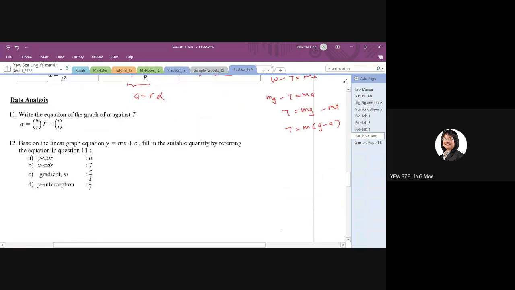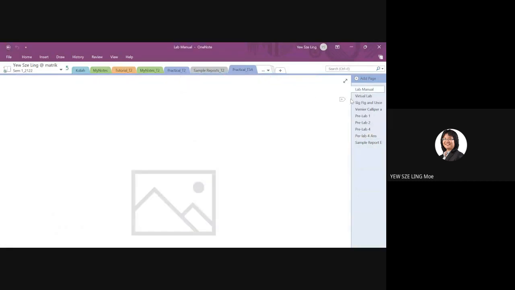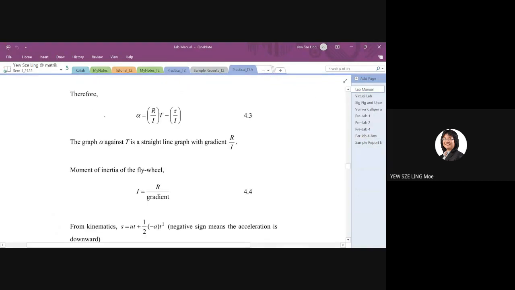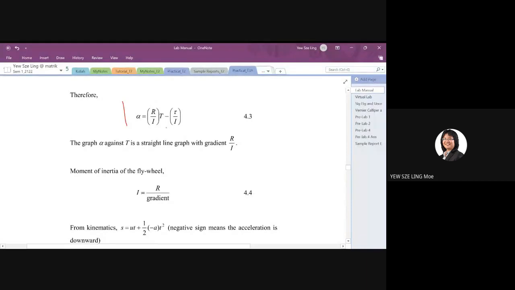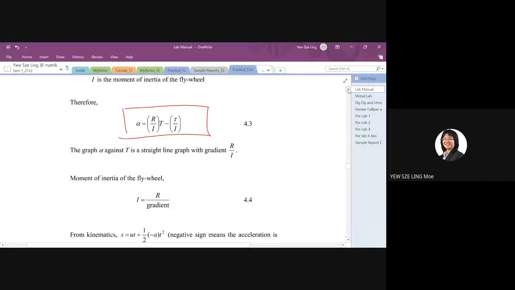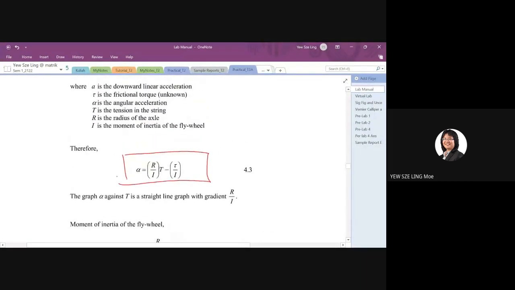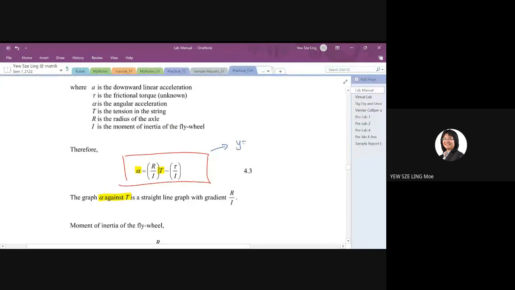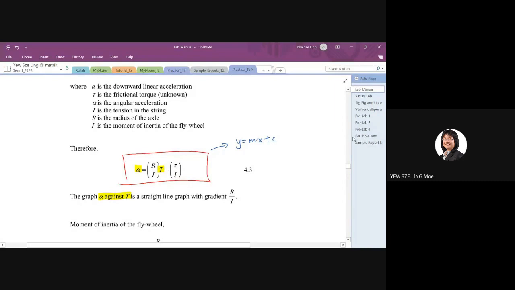So, data analysis. Now write the equation of the graph of alpha against t. If you go back to the lab manual, this is the equation given. This is the equation that you need to use in your calculation. Because the question asks you to sketch a graph of alpha against t, the equation that comes with alpha and t is this equation. Now you have this equation, what are you going to do? As usual, you compare with y equals mx plus c.